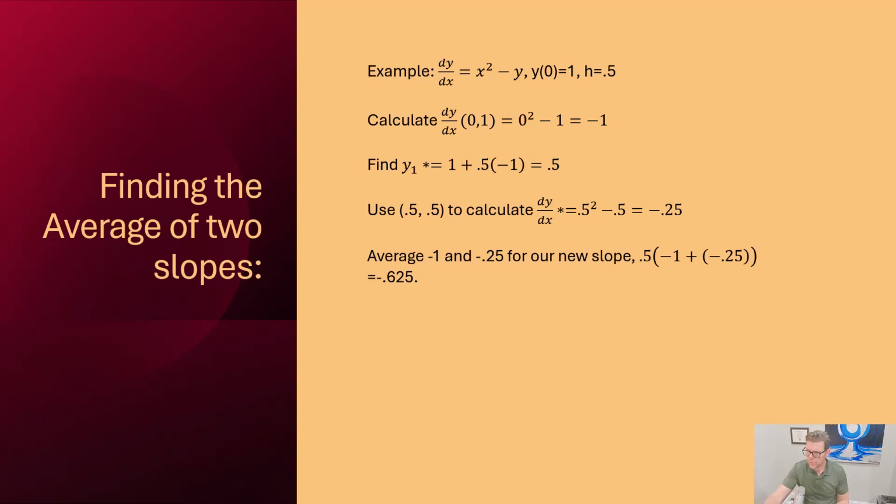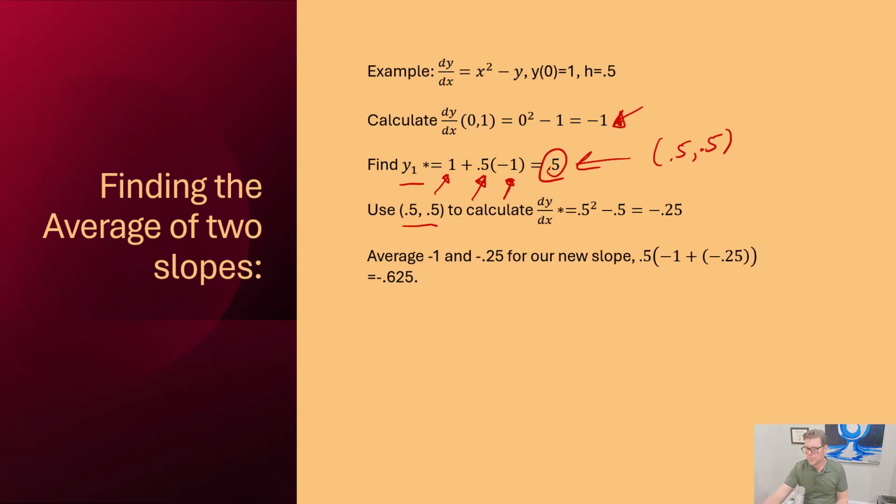Then we're going to find this thing called y1 star. y1 star is an intermediary step inside of the whole process. It's the next value for y if we were only using this original slope, just like Euler's method. So it's basically where we would end with Euler's method. We've got y0, which is 1, plus the step size times the slope, basically drawing a line, and we end up at 0.5. If we were to stop with Euler's method, this point right here would be (0.5, 0.5). We'd have the next iteration in x, and then we'd have our y value.